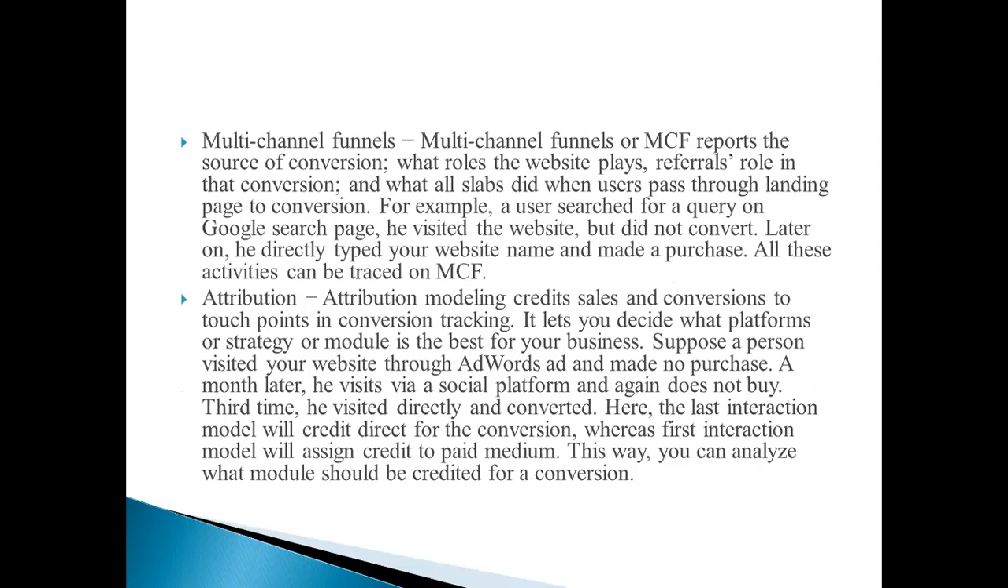Next is attribution modeling, credit for sales. Suppose a person visits the website through an advert and makes no purchase. A month later the person visits by a social platform, again doesn't buy. The third time he visits directly and converts. So the last transaction model will credit the direct conversion, while first-touch attribution credits the first point. So I think these are the parts we discussed.